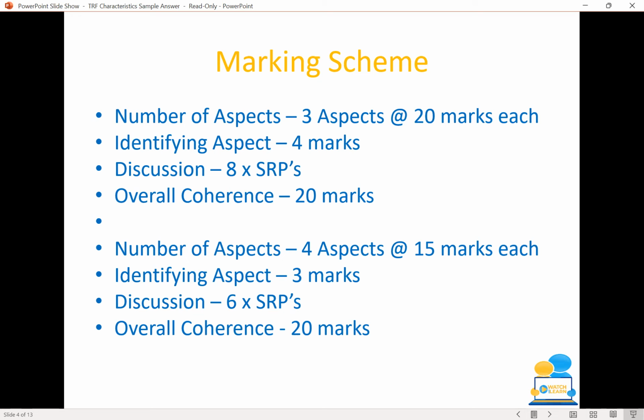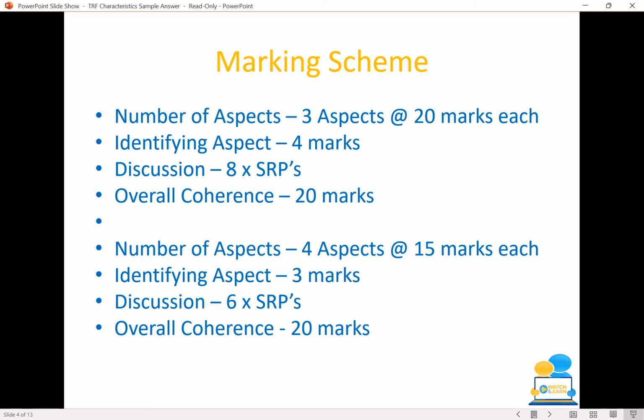And within that section then, you are going to have to put in 8 SRPs. So well-developed points, statistical pieces of information or facts that are going to get you the marks that you're going to need for that section. That brings you then, with each SRP worth 2 marks, to 20 marks per section. 4 marks for identifying that aspect, 8 by 2 is 16 for your SRPs, so 20 marks. 3 by 20 is 60.